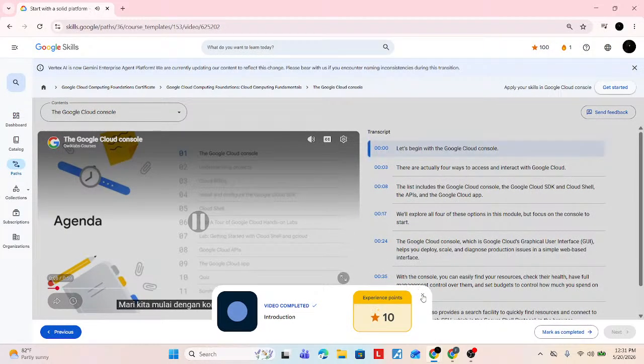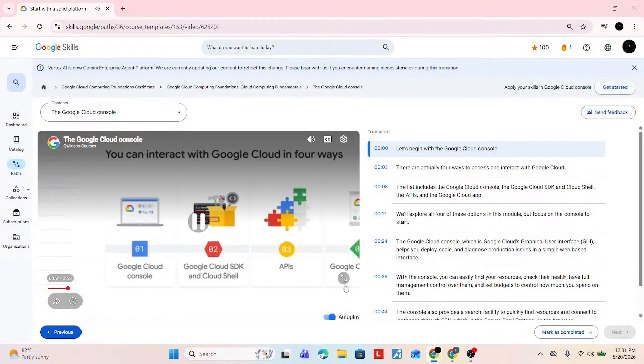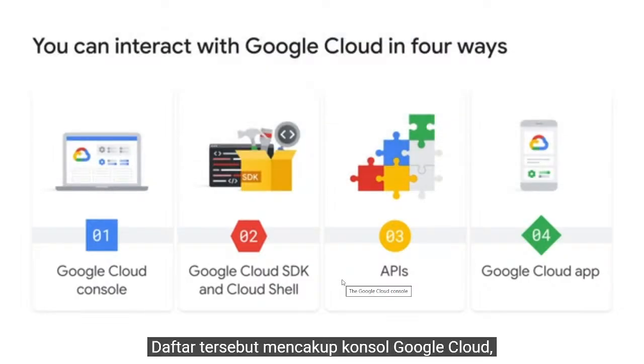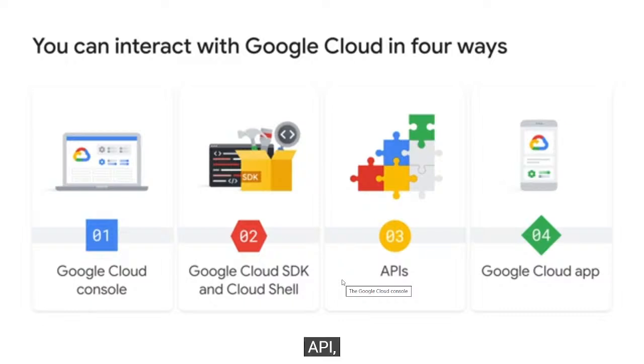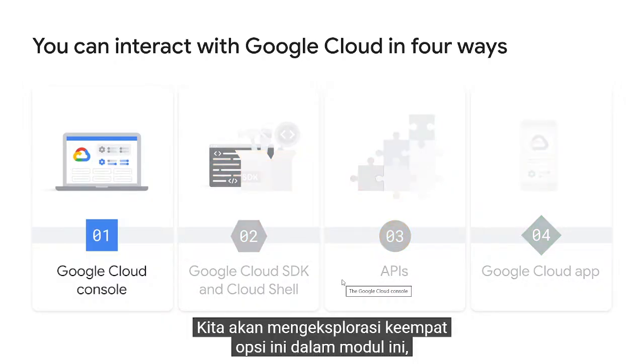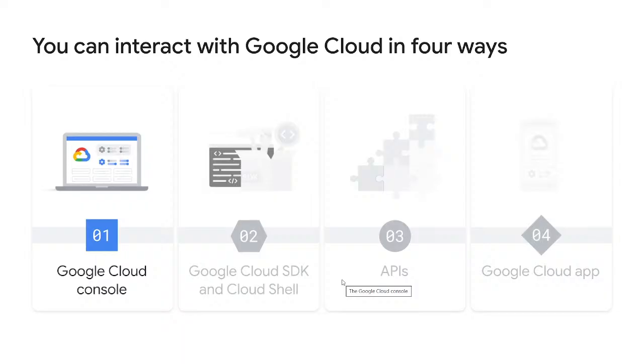Let's begin with the Google Cloud Console. There are actually 4 ways to access and interact with Google Cloud. The list includes the Google Cloud Console, the Google Cloud SDK and Cloud Shell, the APIs, and the Google Cloud app. We'll explore all 4 of these options in this module, but focus on the console to start.